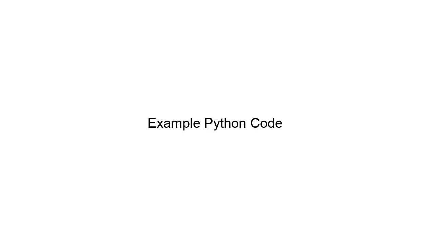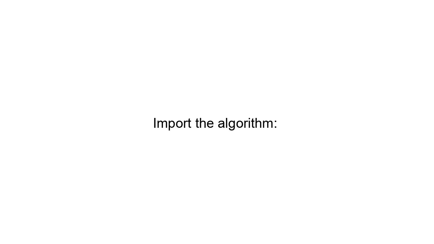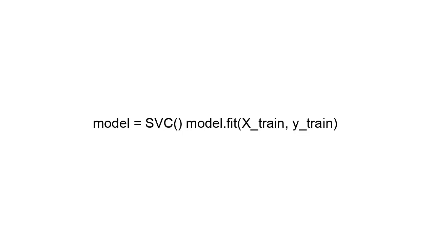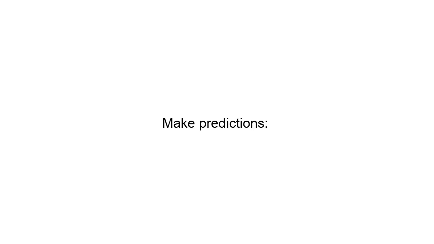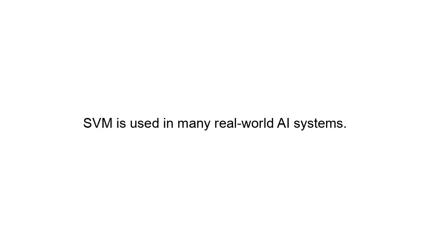Example Python code. Example SVM model using scikit-learn. Import the algorithm: from sklearn.svm import SVC. Train the model: model = SVC(), model.fit(x_train, y_train). Make predictions: predictions = model.predict(x_test). These commands train and test an SVM classification model.